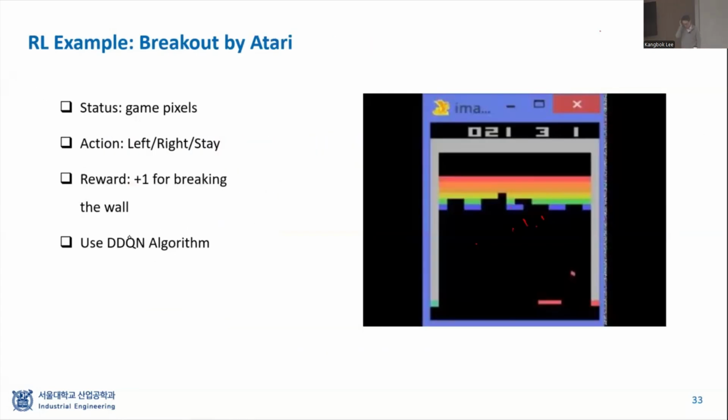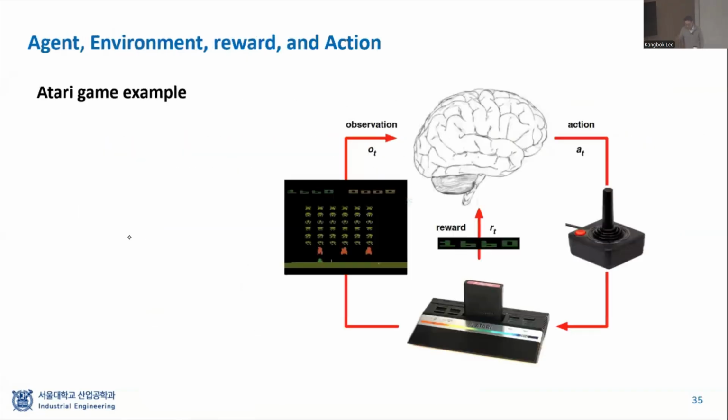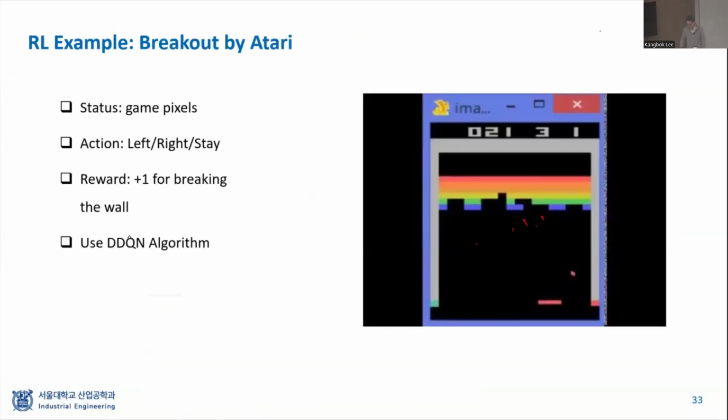So this is a simple breakout game by Atari. And in this game, we have simple actions. For example, our action is a simple movement: moving right, moving left, or staying there. So we have 3 actions to take. And what is my objective? My objective is to increase this score.